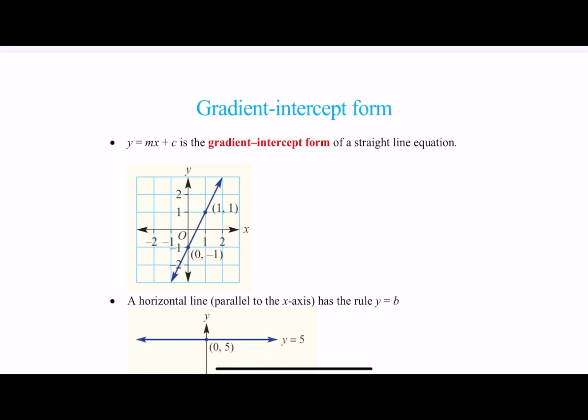Okay, so we're going to look at gradient intercept form today, and we've looked at a lot of this already. We know that a line is in the form y equals mx plus c, where we know that m is that gradient and that c is our y-intercept.